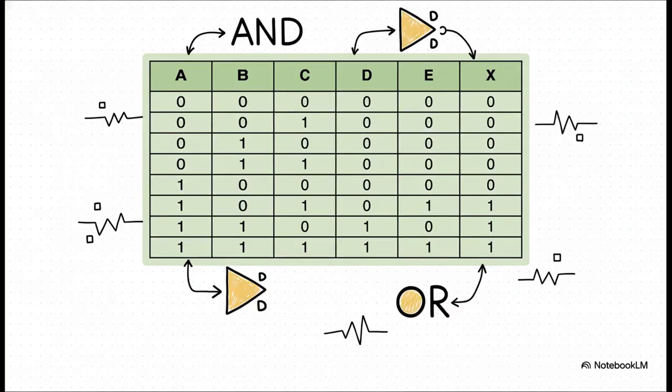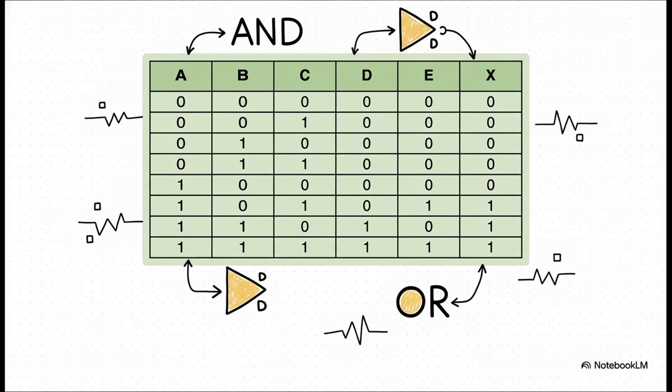Okay, let's actually trace one of these paths together. Look at the second to last row where A is 1, B is 1, and C is 0. Okay? So the top AND gate gets a 1 and a 1, so its output D is a 1. The bottom AND gate gets a 1 and a 0, so its output E has to be 0. And finally, the OR gate gets that 1 from D and that 0 from E. Since one of its inputs is 1, the final output X is 1. See?